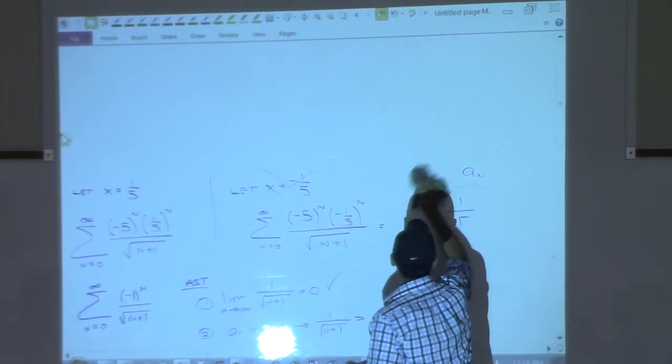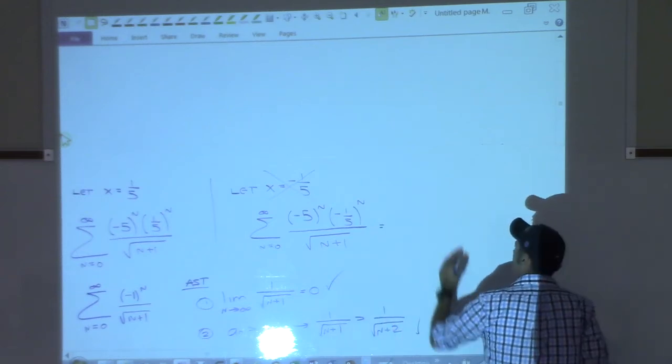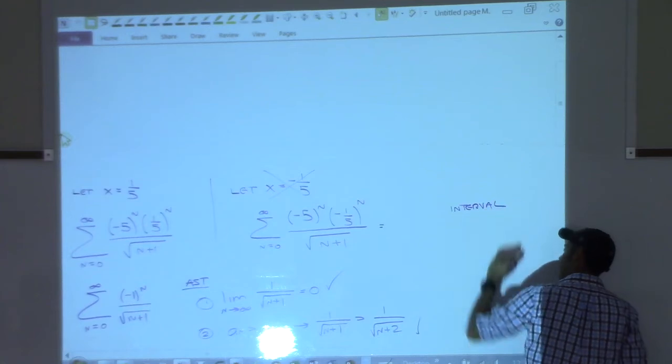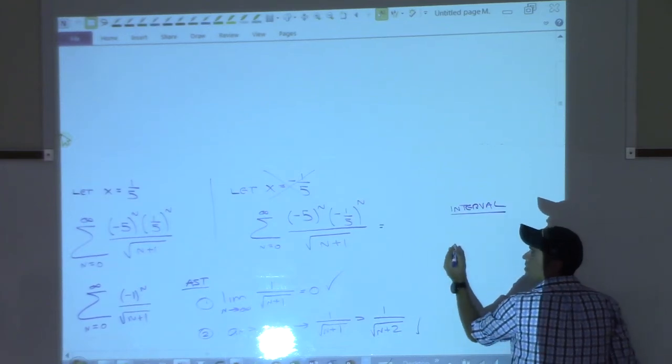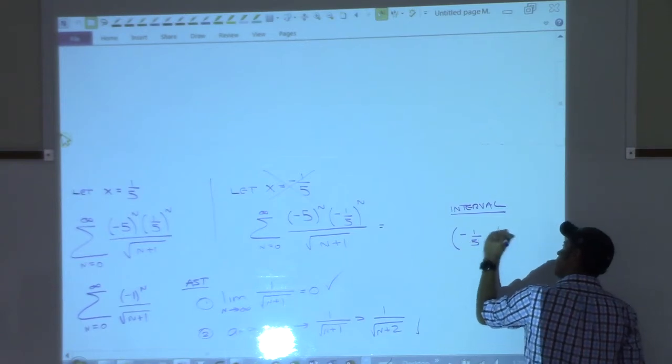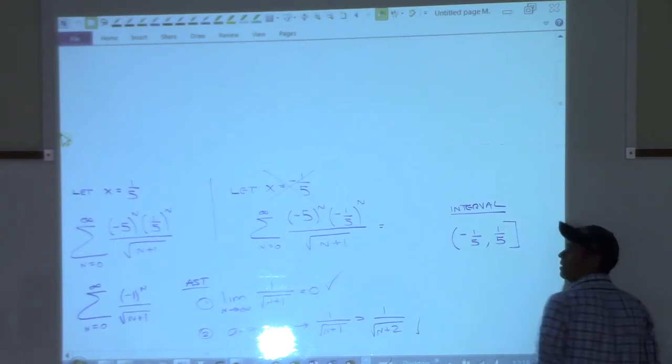So we're ready for our final answer. The interval of convergence is the interval -1/5 to 1/5. There we go.